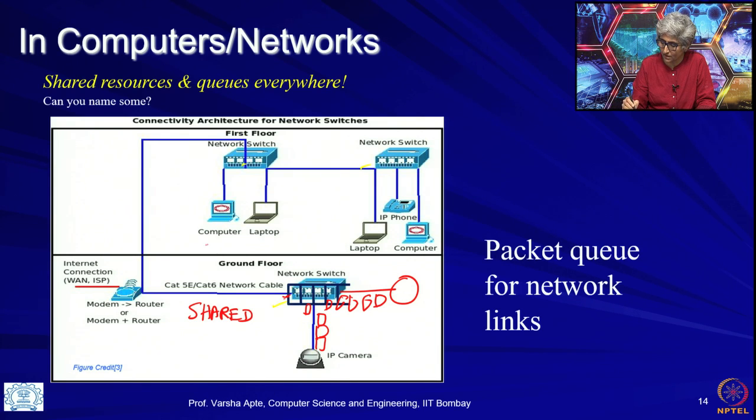Similarly, you can consider this computer and this laptop. Suppose they are both talking to this laptop. Suppose this laptop is downloading a file from both these computers at the same time. So again, this computer will send packets here, this laptop will send packets here, and both will be wanting to be sent on this link. So a queue will form here.